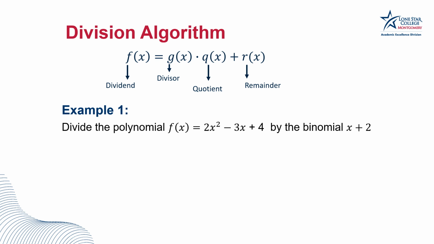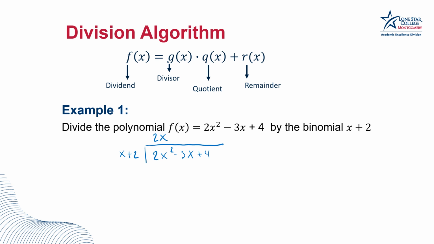So if we look at this example here, we have a polynomial, f of x equals 2x squared minus 3x plus 4, and we have a binomial x plus 2. So we want to divide them. First we write 2x squared minus 3x on the inside, and then we have x plus 2 on the outside. To do the division, we say how many x's can fit into 2x squared. So there would be 2 x's.